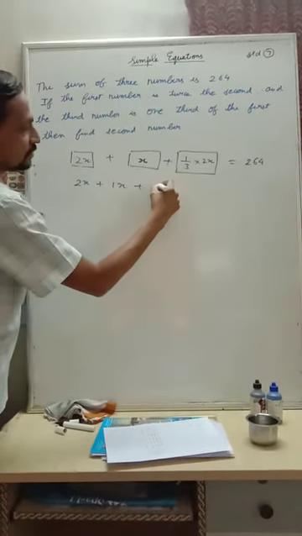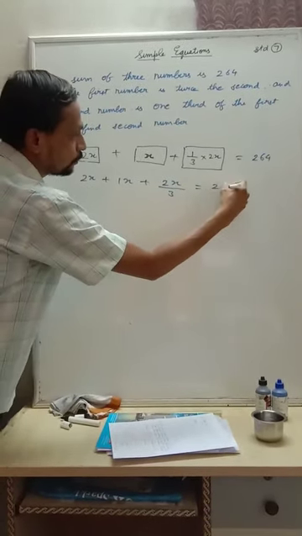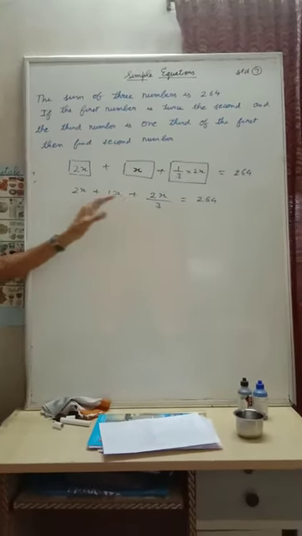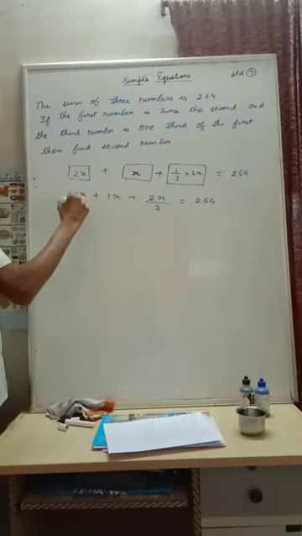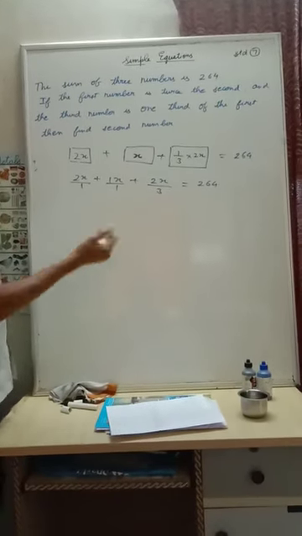Then plus this is 2/3 or 2x upon 3 is equal to 264. Now friends, in the denominator here there is no other number, here there is no other number, but I have 3 over here. So how to solve this?